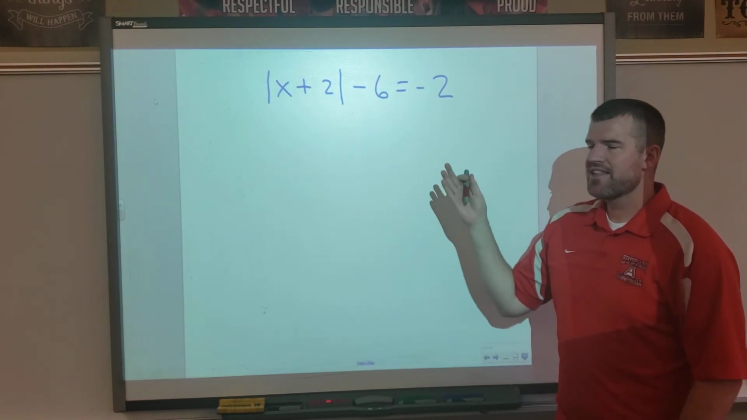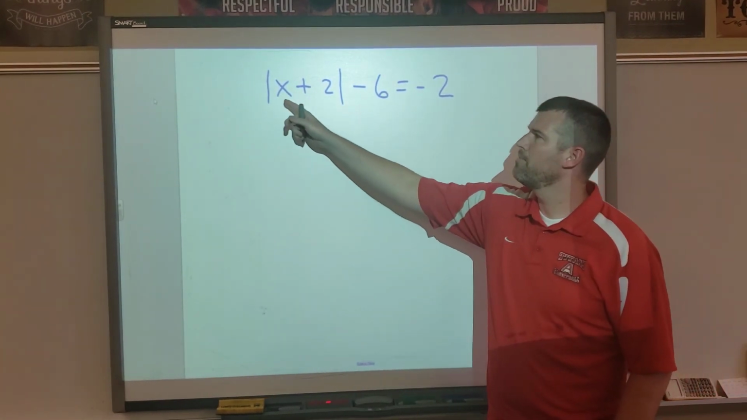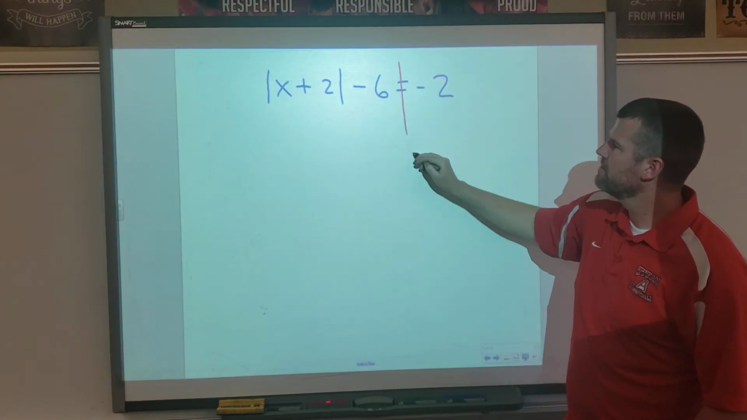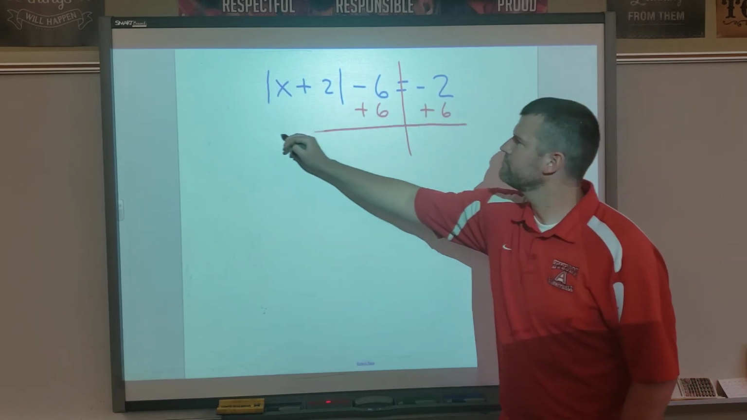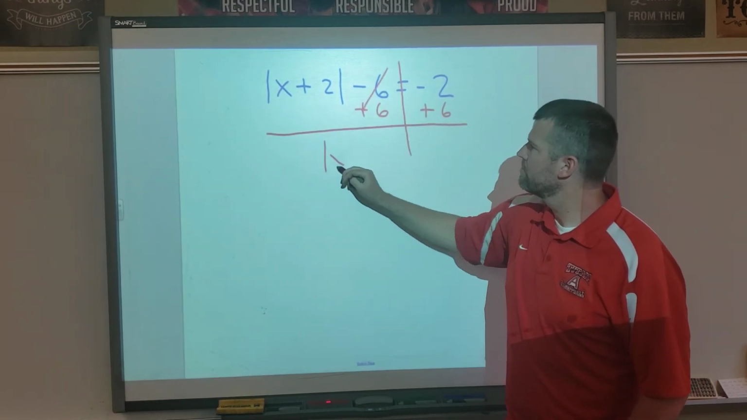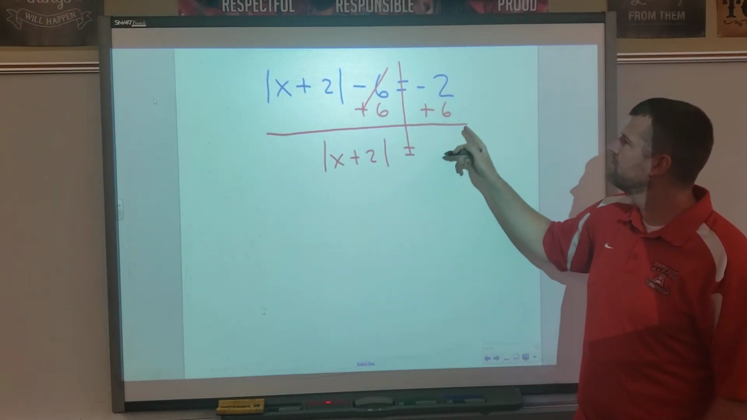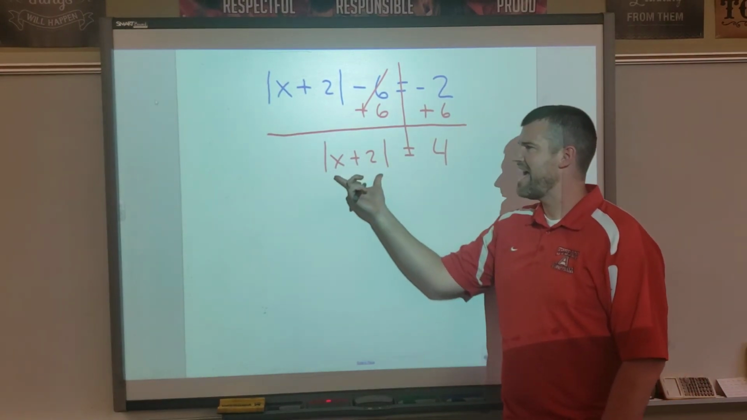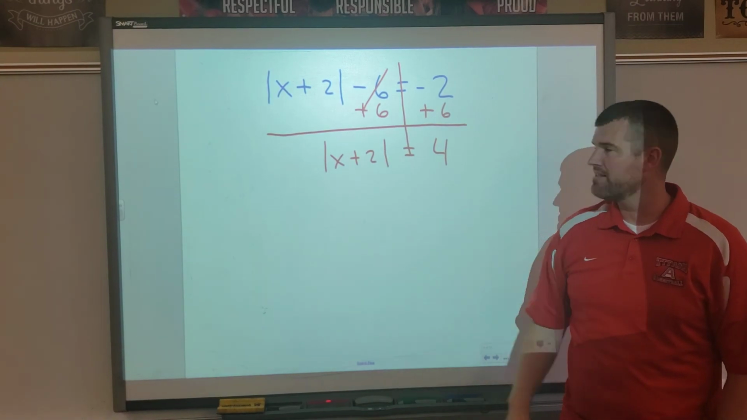In order for me to set up my 2 problems, what do I have to do first? I have to get the bars alone. So even though this is a negative 2 right here, once we add 6 to both sides, is this still going to be a negative number? No, it's going to be positive 4. So we can have an absolute value that's equal to a positive 4 because our distance can be positive.